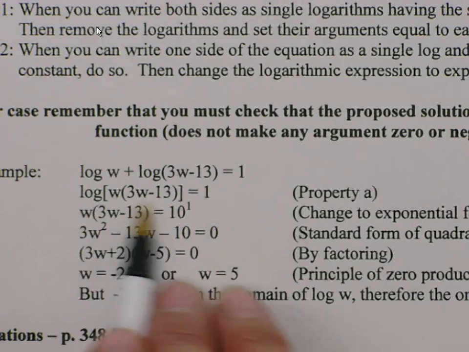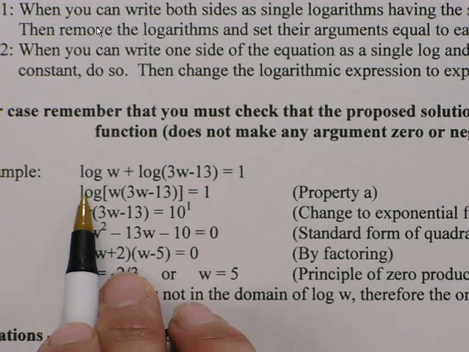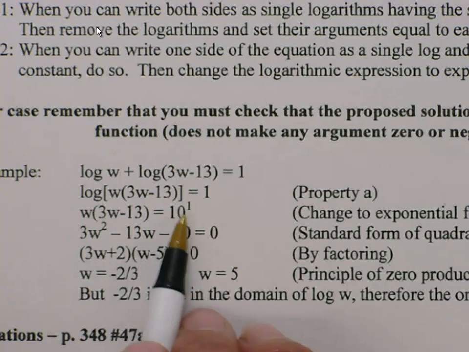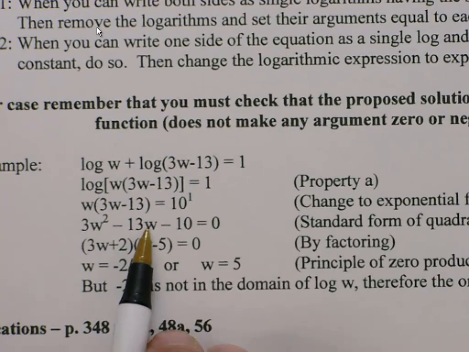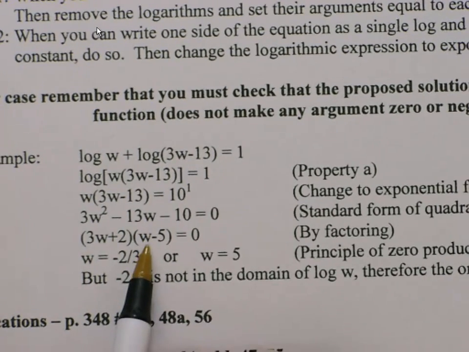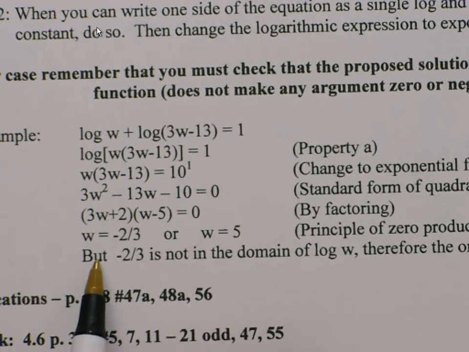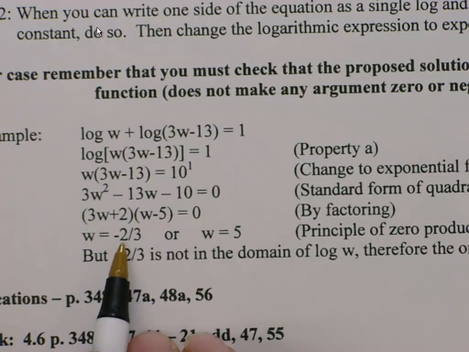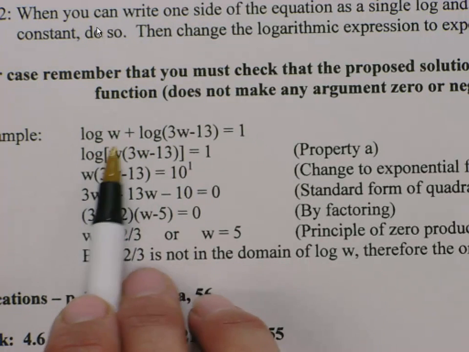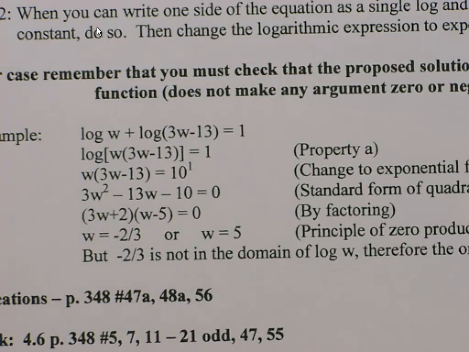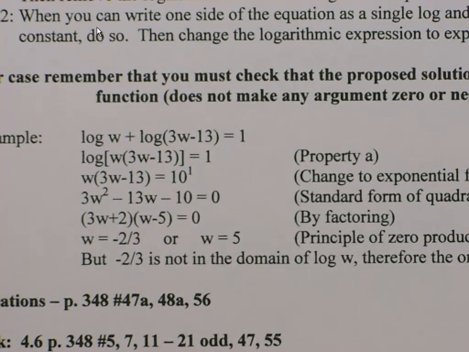I put that back together as a single logarithmic expression. Since that was the common log, log base 10, when I changed it to exponential form, the base was 10. I had a quadratic equation, so I got it in standard form, prayed that it would factor, and it did, and got two proposed solutions. Now, do you automatically say, oh, W can't be negative? No, sometimes W can be negative. The argument can't be negative. And since W is the argument of this first logarithm, then I can't use negative 2/3. So the answer is only the number 5.